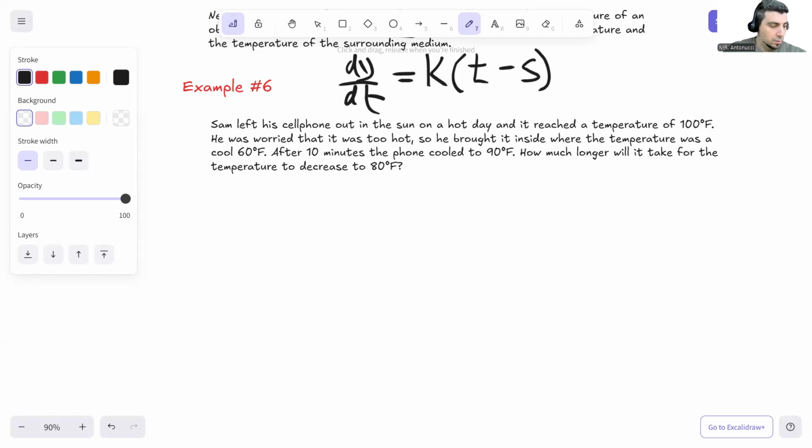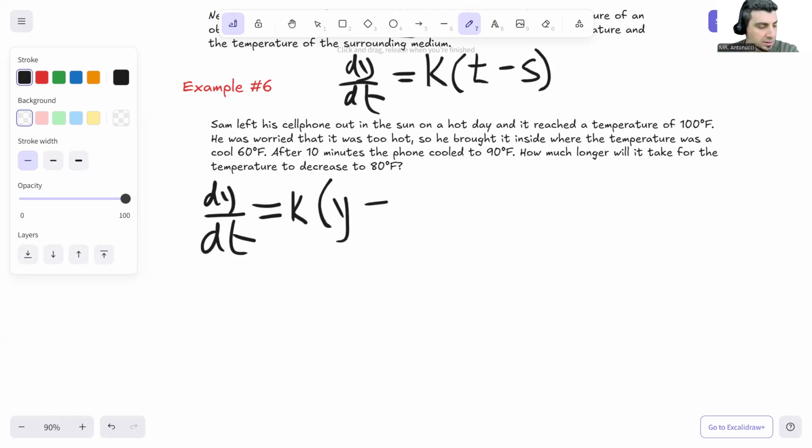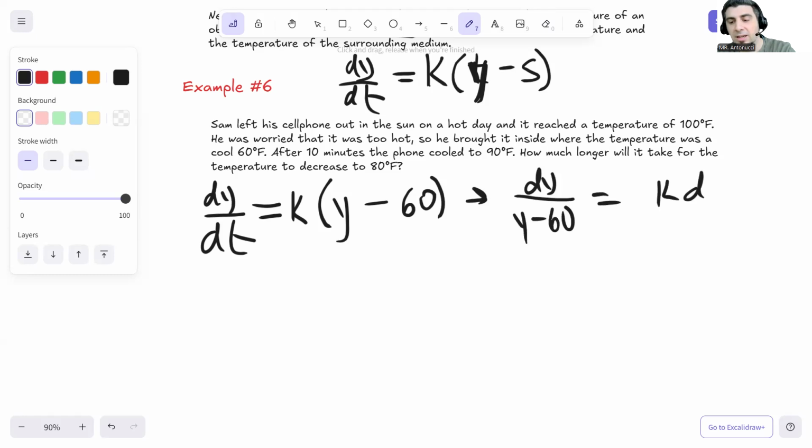So we could start with the differential equation dy dt equals some number K times the temperature of the object Y. I accidentally put a T up here. This should be Y, which represents the temperature. That's why I did that. Minus 60, because that's the temperature of the surrounding medium. So I could use separation of variables here. So you would have dy over Y minus 60 equals K dt.